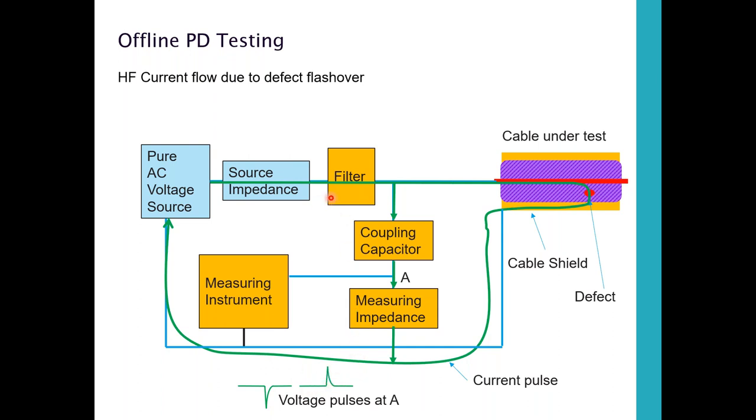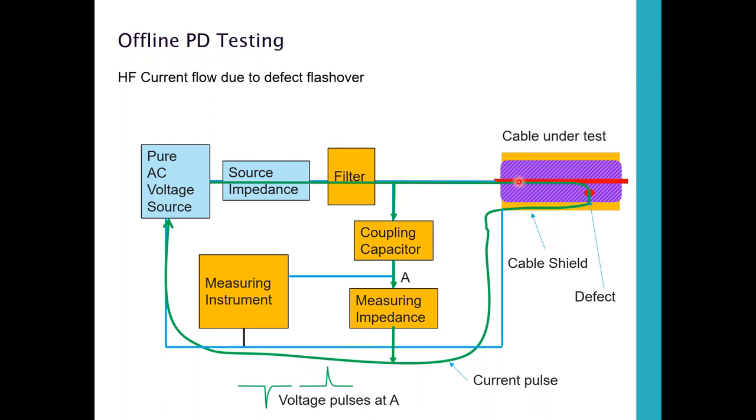I can also look at my applied voltage and my currents. And by impedances and line lengths and all that, I can calculate out location. So the offline test, and primarily VLF, is very good in that it allows you to locate approximately where on the cable your failure is.